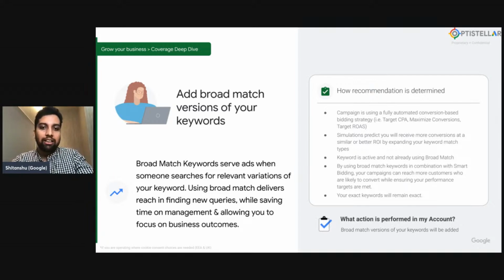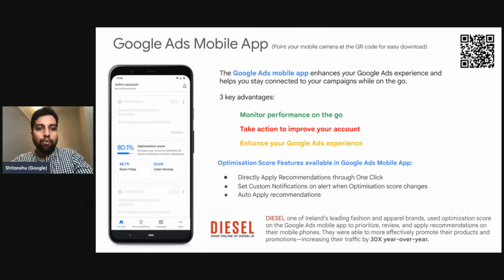There are precisely 5 criteria listed here. For example, keyword is active and not already using broad match. If you have a keyword which is paused, the broad match variant of it will not be created. And your keyword also does not need to have a broad match variant already used anywhere in your account. If it is, then a broad match variant will not be created for that keyword. So you can look at these criteria in detail as well. But yeah, so that's why we suggest you to opt into adding broad match version of your keyword.